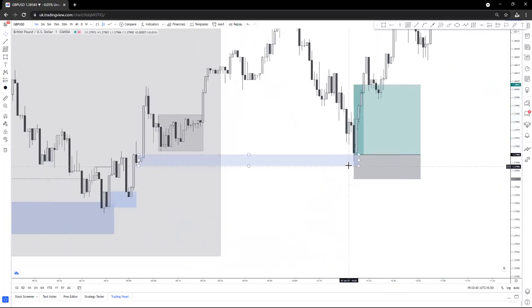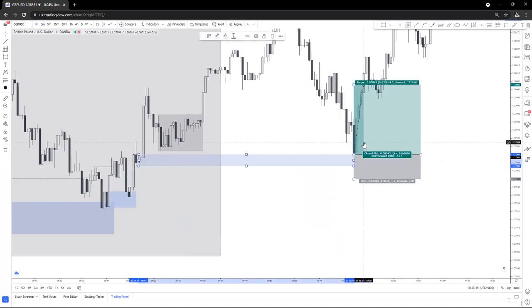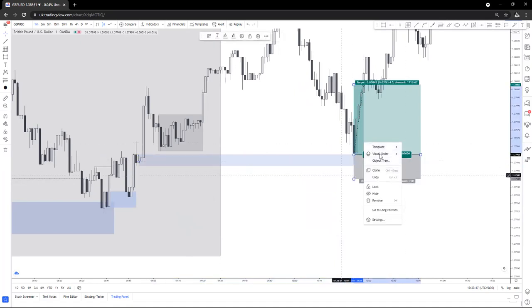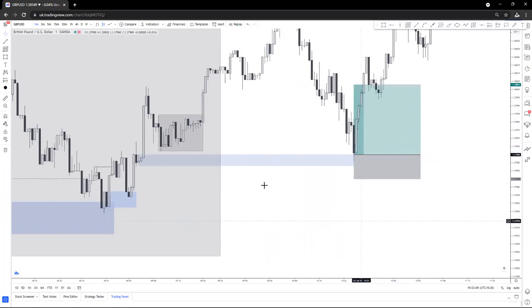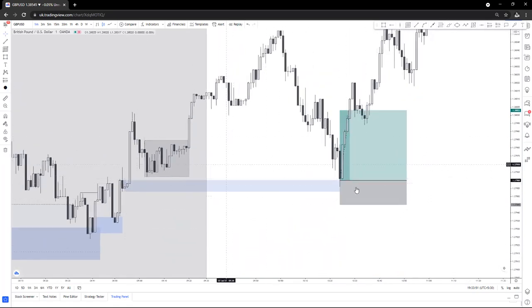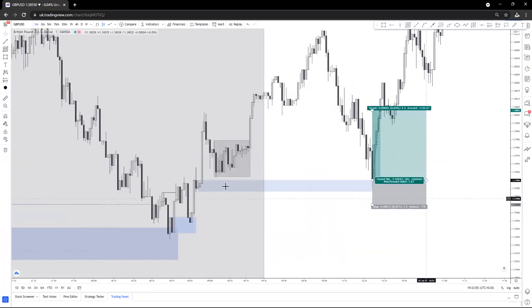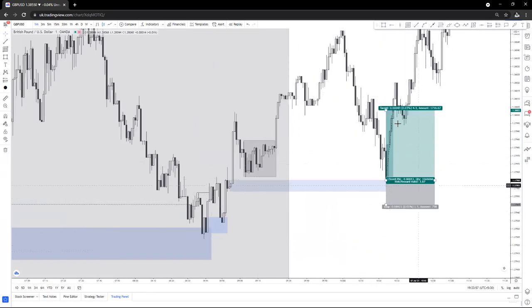So the closer the inducement is to a POI, the stronger that POI is. If you get the right entry, it does not mess around at your entry. It just goes. It has no reason to stay there.